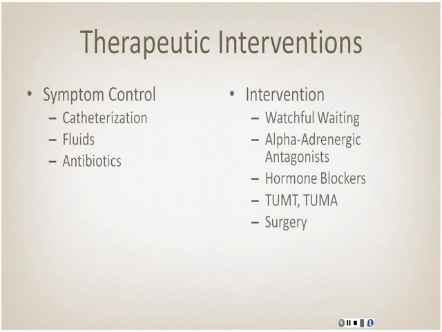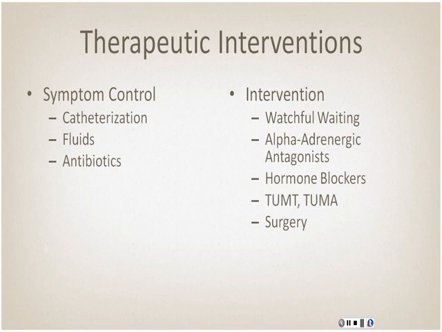So therapeutic interventions that you might see. Certainly there can be symptomatic types of control where they're putting catheters in to help empty the bladder, fluids, and antibiotics to treat any infections that might go on. If there are no symptoms or minimal symptoms, they will do watching and waiting. They may also give alpha-adrenergic antagonists like Flomax, which will relax the smooth muscles and increase flow. Hormone blockers like Proscar or Avodart.